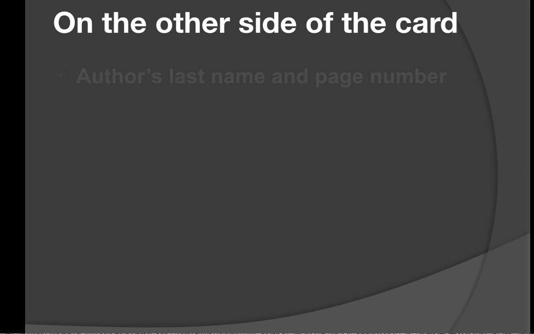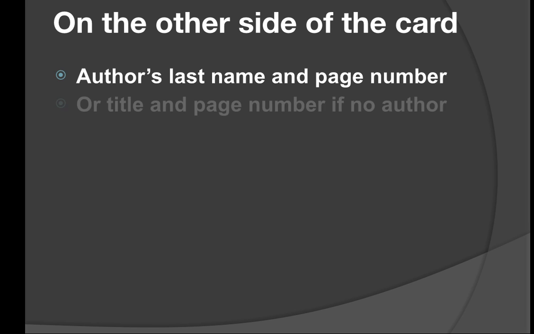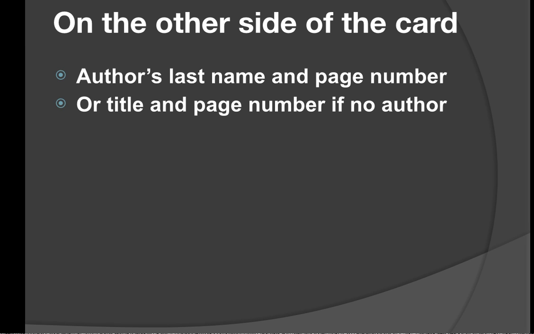Then on the back of the card, I write whatever publication information is needed to cite that source in my essay. The author's last name and page number, or if there's no author, the title and page number. If there's no page number, I leave it off, etc. But I give whatever information I would need to cite that in the text of my essay.